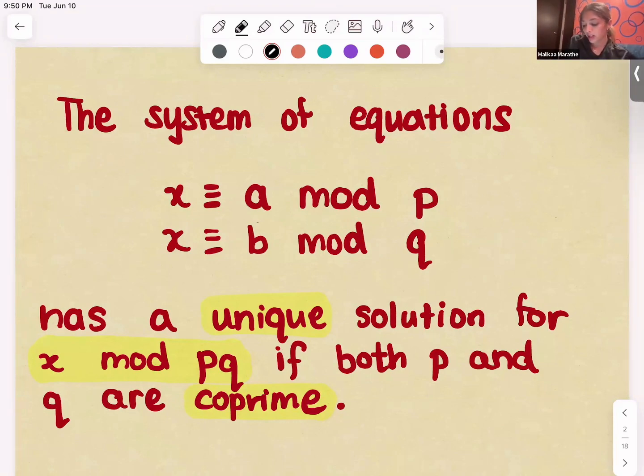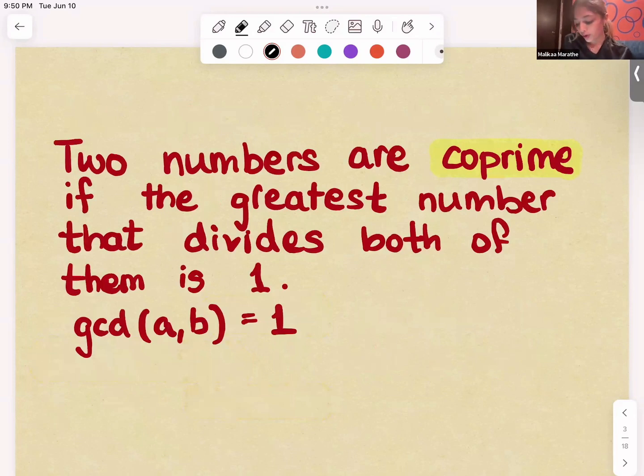So a system of equations has a unique solution for x mod PQ, which is whatever's on this side, you multiply. So it's modulo PQ, if both P and Q are coprime. So you need to make sure that whatever's on this mod P or mod Q or mod R, they have to be coprime. So what does it mean for two numbers to be coprime? Two numbers are coprime if the greatest number that divides both of them is 1. So the GCD of both of these numbers is 1.